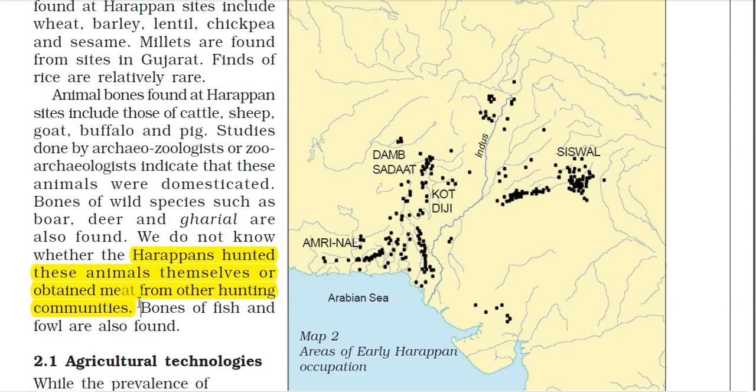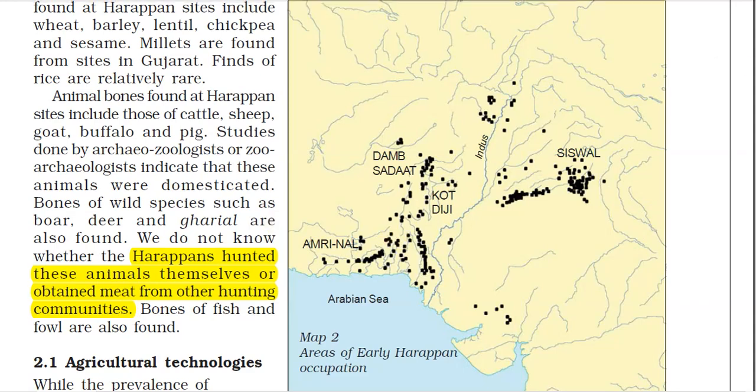Again, a theory, no evidence to prove. This is assumption, this is hypothesis. We don't have any evidence to prove this theory. Major aspects of Harappan civilization are in the form of theory only. As I have told you, we don't have major evidences to prove.